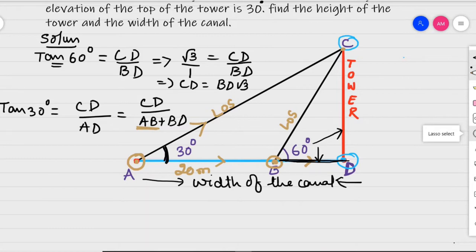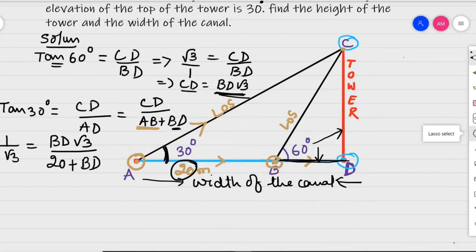So from here, let us see what is tan 30. Tan 30 is nothing but 1 by root 3 equal to, and what is your CD? Let us take CD from here, that is BD root 3, because we have BD here. So if we take this, it will be useful for us. So we will write BD root 3. Now how much is your AB? AB is 20 meters. So 20 plus BD. Now see children, you are having only BD, one unknown in an equation. So easily you can find it out when you solve the linear equation.